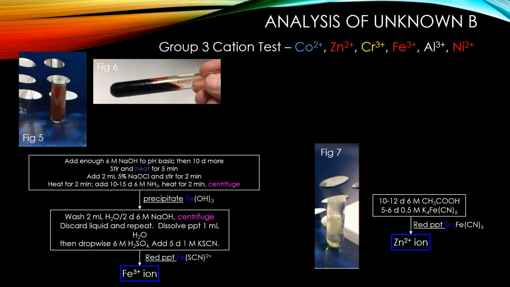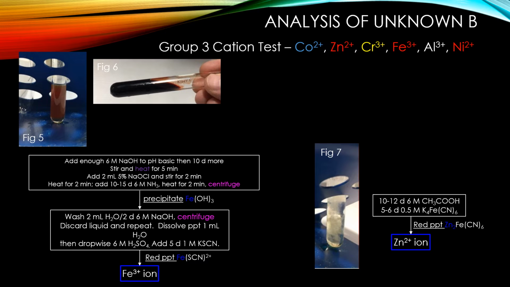The analysis of the unknown sample B yielded positive results for the group 3 cations, which are cobalt, zinc, chromium, iron 3+, aluminium, and nickel. There were two main positive results from these tests.